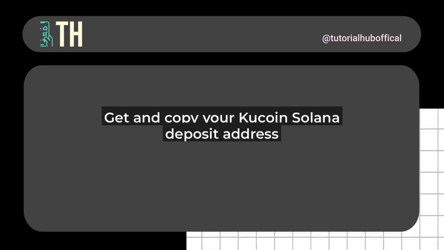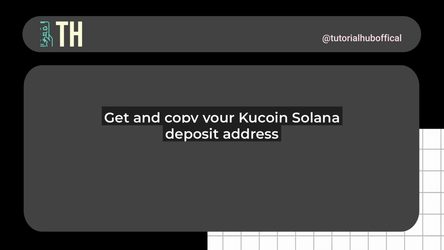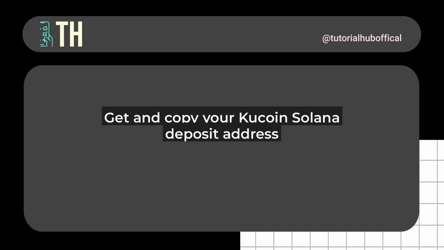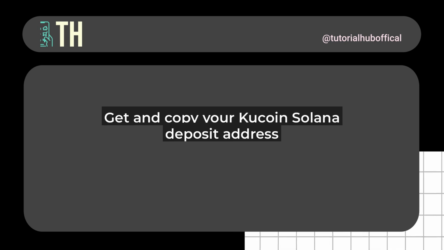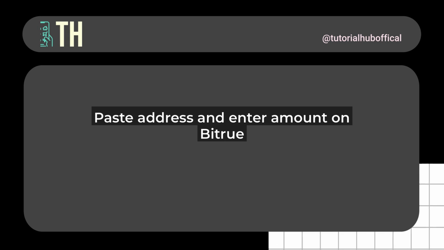Next, open your Kucoin account in another tab. Go to the Assets page, search for Solana, and click on Deposit. This will generate a unique deposit address for your Kucoin wallet. Copy that address carefully. It's a long string, so no typos allowed.